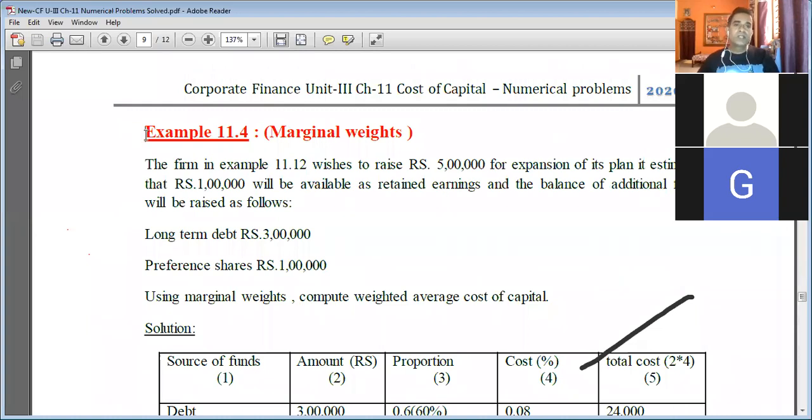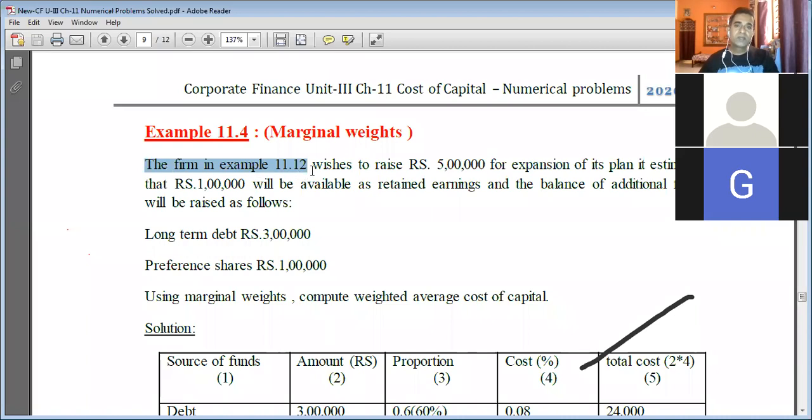So we are moving on to the next problem, which is again a further extension of example 11.12. Some additional data will be given in 11.14. We are going to learn how to compute a weighted average cost of capital using marginal weights. The firm in example 11.12, as I said, is an extension of that example.